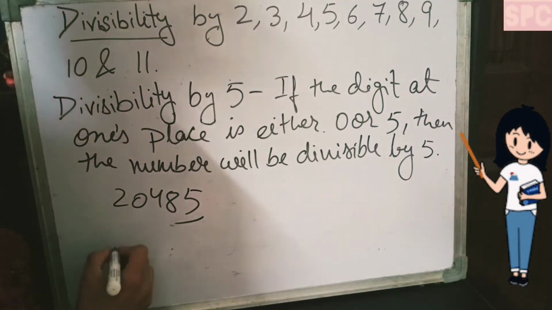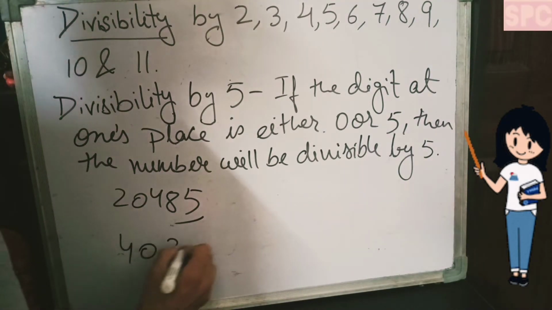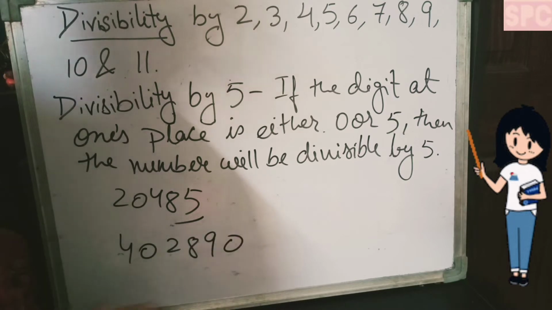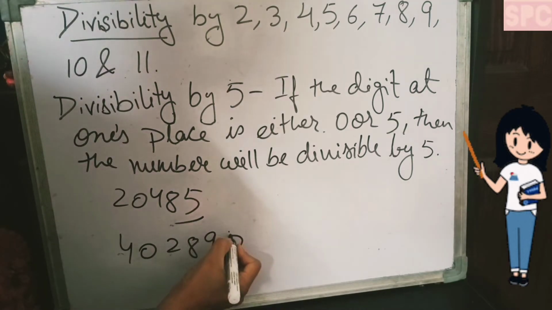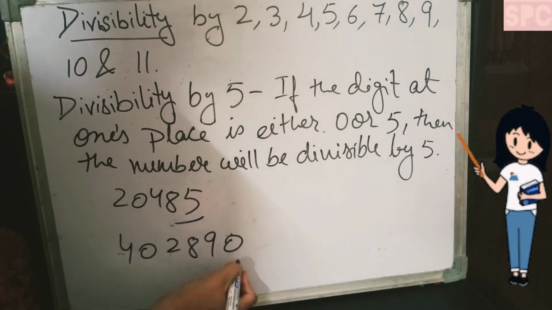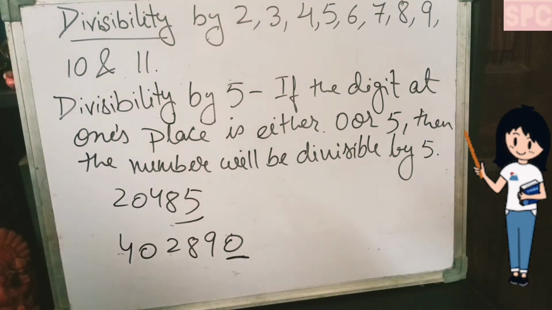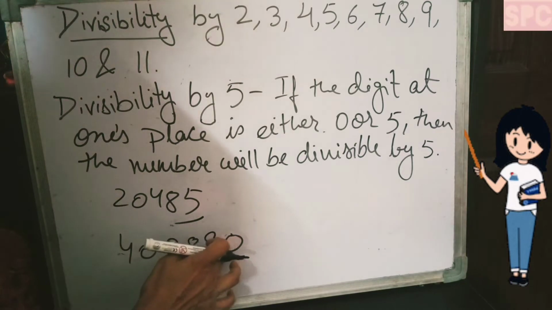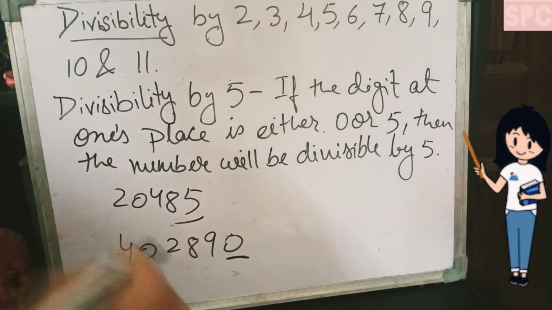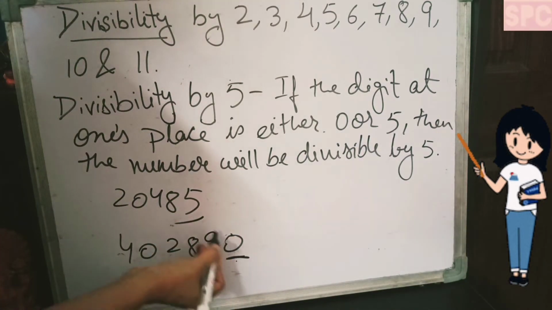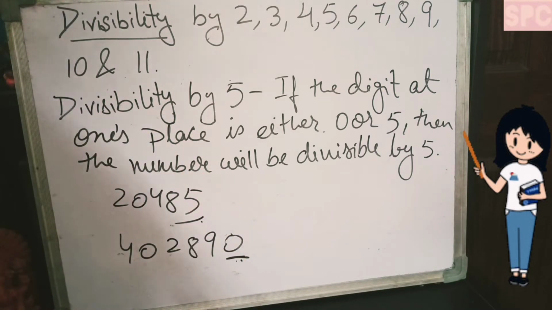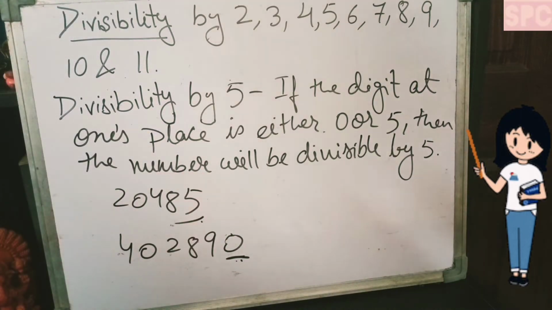Let's take one more example, 402890. Now this number has 0 at the ones place. So this number is also divisible by 5. So you just have to see the digit at the ones place. If the digit at the ones place is either 5 or 0, then that number will be divisible by 5.